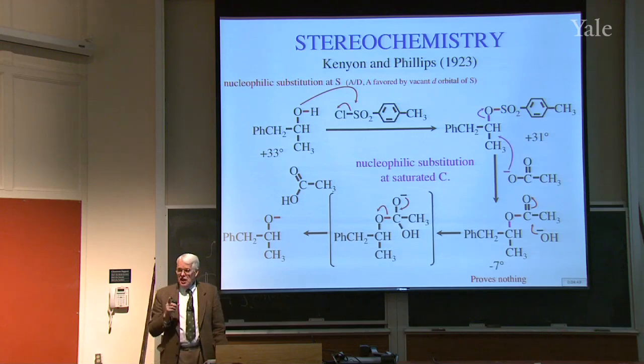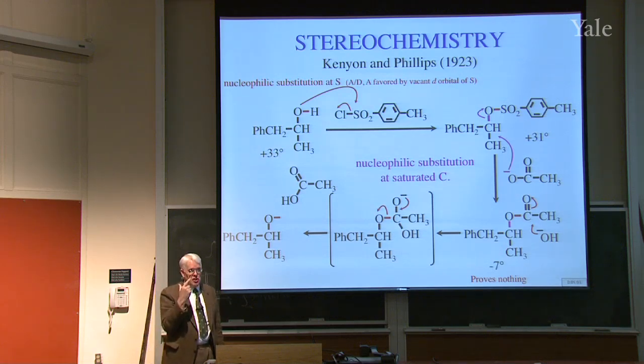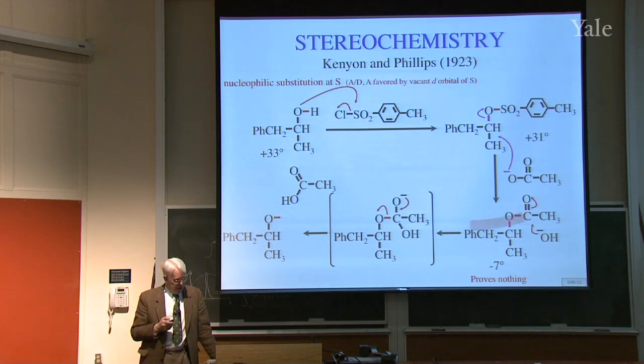Right? Incidentally, notice this is a substitution reaction too. The reaction across the top was a substitution. The reaction coming down was a substitution. The reaction going back at the bottom is a substitution. But the top was a substitution at sulfur. The one coming down was the one we're interested in, substitution at a saturated carbon. The one going across is substitution at a carbonyl carbon, right?